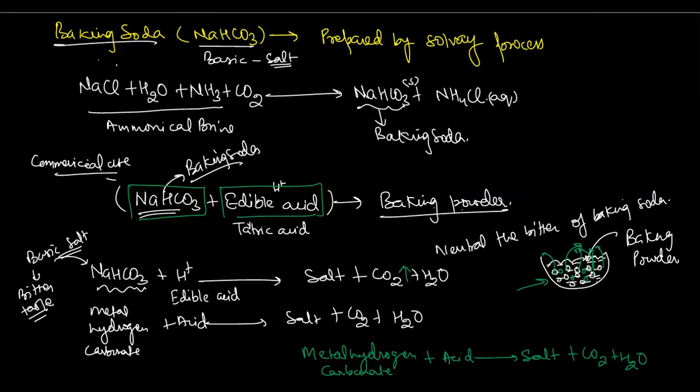So when we are cooking something, making a cake or cake-like stuff, and we add the baking soda to it, pure baking soda, not the baking powder, it will add the bitter taste because it is a basic salt. So basic salt means it will be bitter in taste. So it will add the bitter taste to the cake. We would not like the bitter taste, so we add some acid to it.